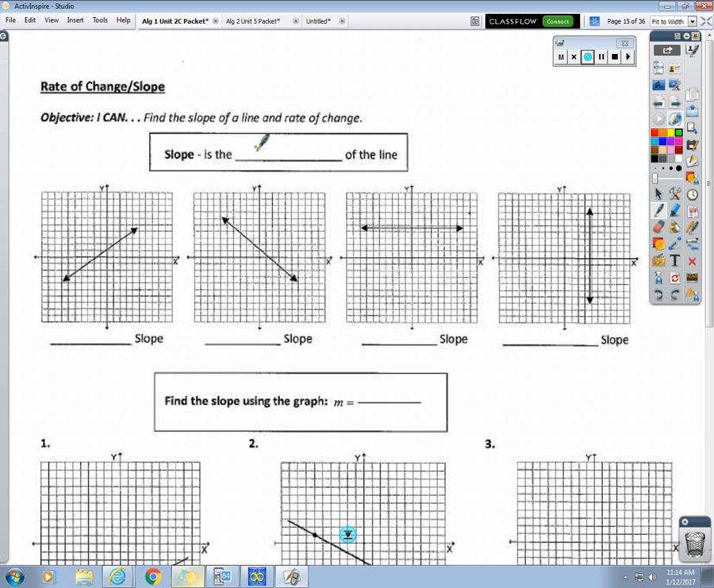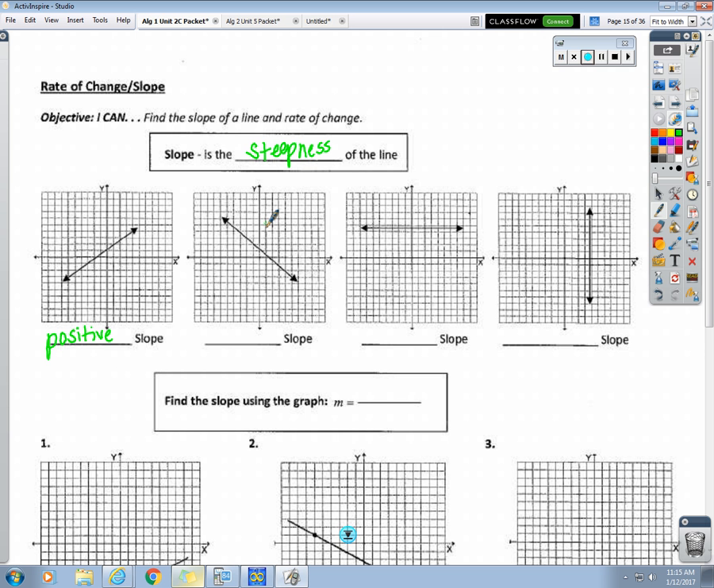Slope is the steepness of the line. Okay? In the first four graphs, they don't want you to actually write the numerical value of its slope. They're just wanting you to say what type of slope it is. What type of slope is this line? Positive.